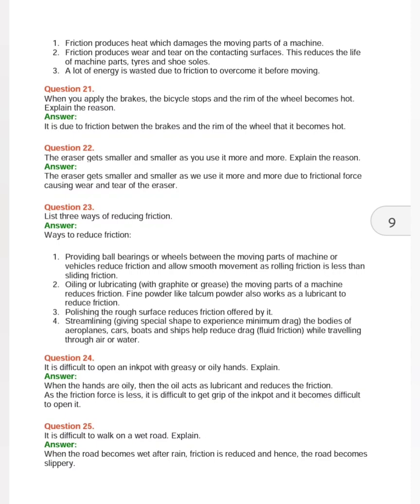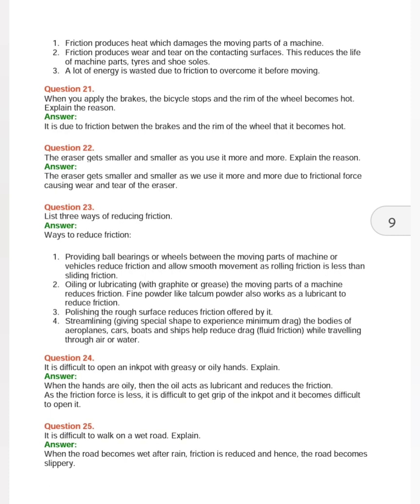Question 21. When you apply the brakes, the bicycle stops and the rim of the wheel becomes hot. Explain the reason. Answer. It is due to friction between the brakes and the rim of the wheel that it becomes hot. Question 22. The eraser gets smaller and smaller as you use it more and more. Explain the reason. Answer. The eraser gets smaller and smaller as we use it more and more due to frictional force causing wear and tear of the eraser.